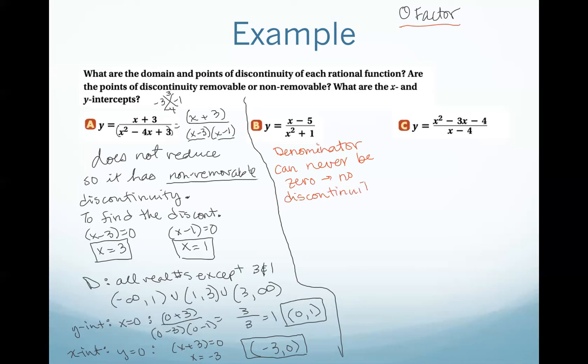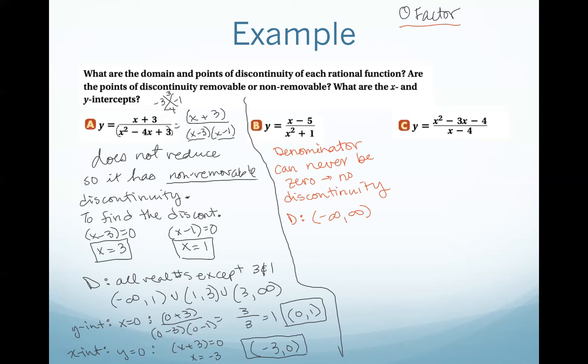If you graph this, you'll see that the graph is, in fact, continuous. If there's no discontinuity, then it can't be removable or non-removable. That also means that our domain is going to be all real numbers. There were no points of discontinuity. We still want to find the x and y intercept.